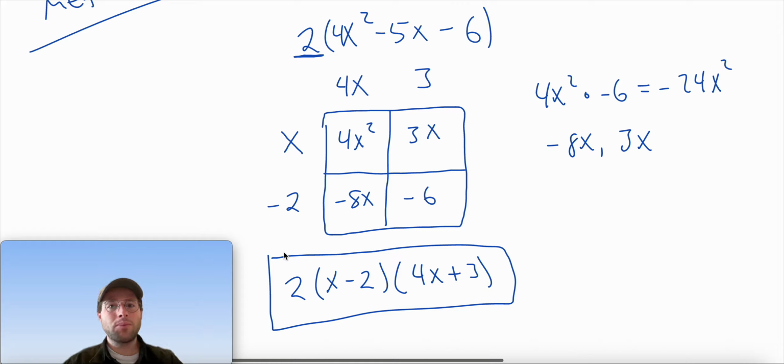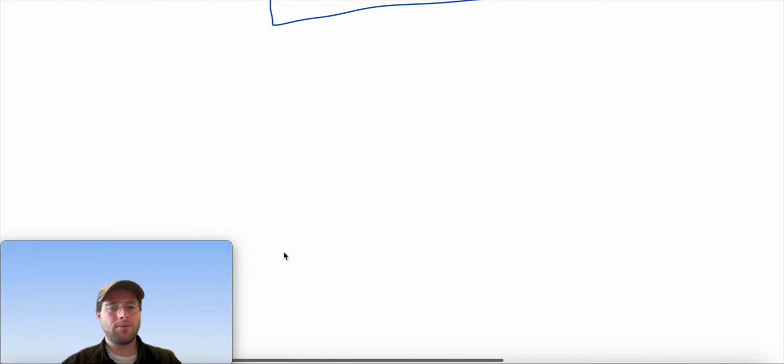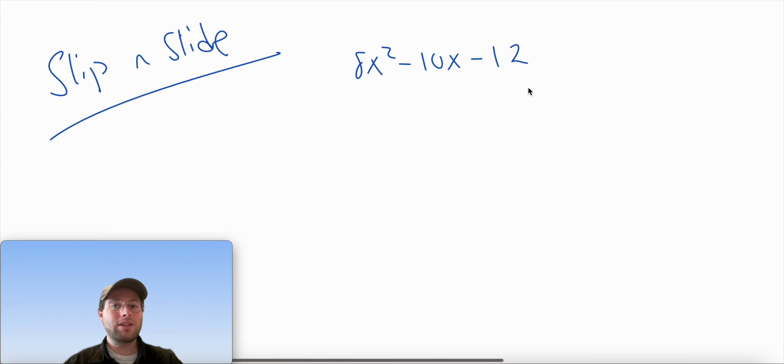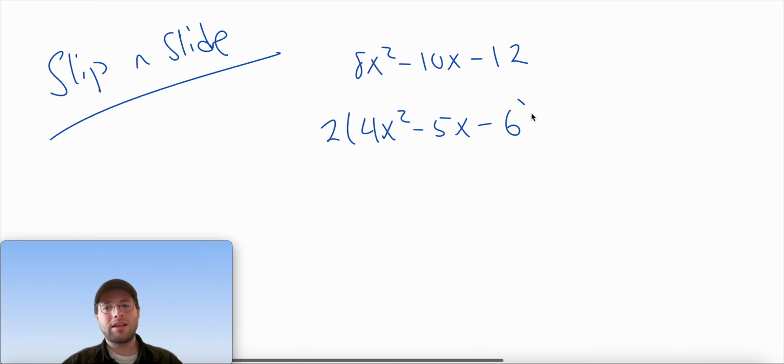All right, so that wraps up the box method, and now we're going to move on to our last method, the slip and slide method. All right, so we're going to be using the same quadratic here, 8x squared minus 10x minus 12. Again, the first thing that we want to do is take out the greatest common factor, which is 2. So we're going to do 2 times 4x squared minus 5x minus 6.